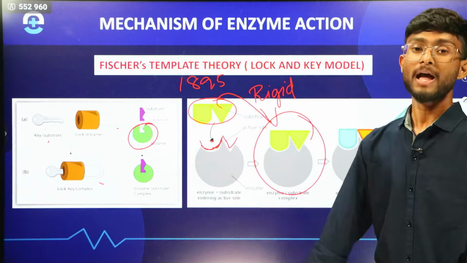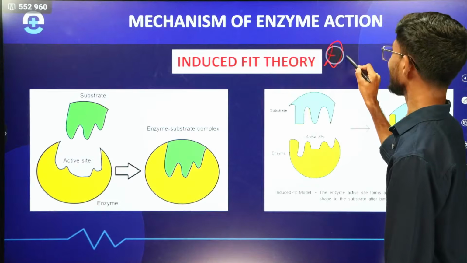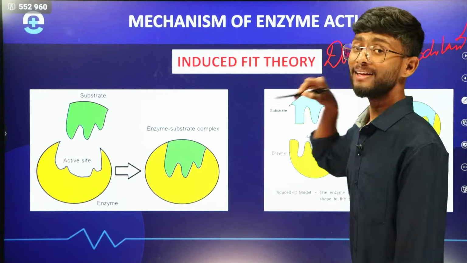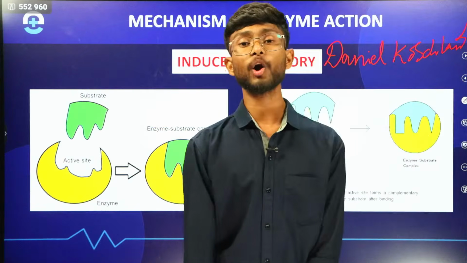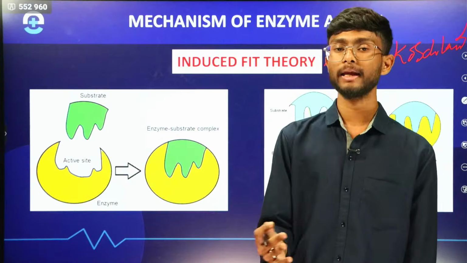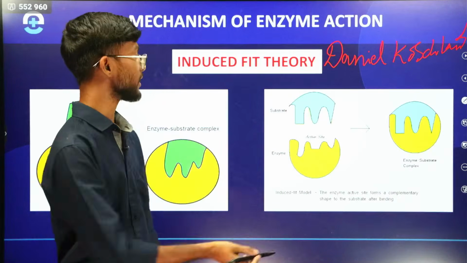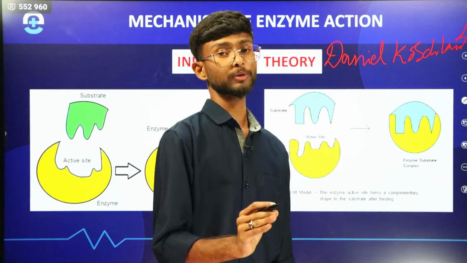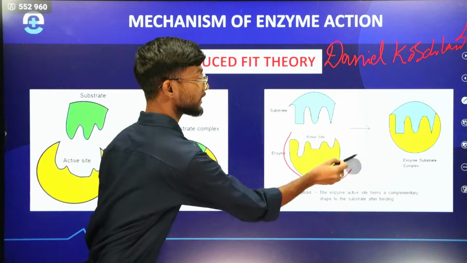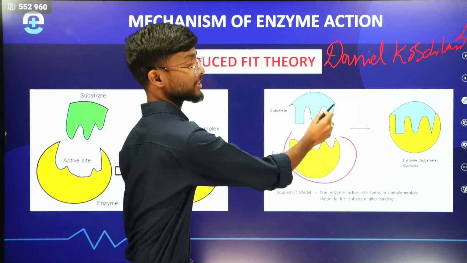After this, Koshland, who is that? The scientist called Daniel Koshland introduced the theory called induced fit theory. What is that theory called? Induced fit theory. He took reference of the lock and key model and introduced induced fit theory. According to this theory, the active site of an enzyme will be altered based on the substrate size.